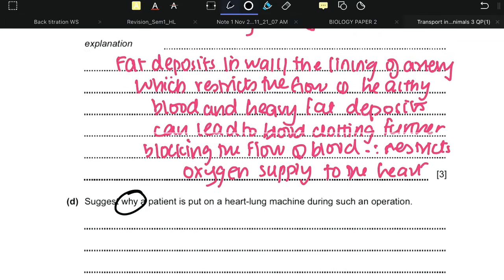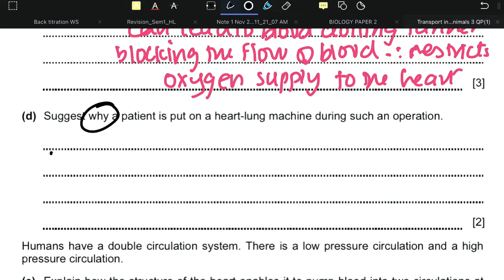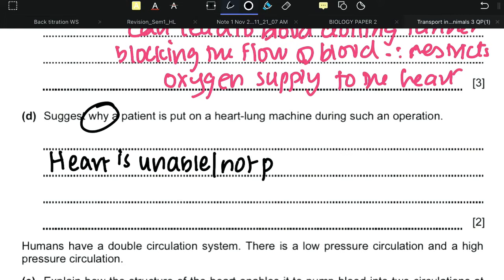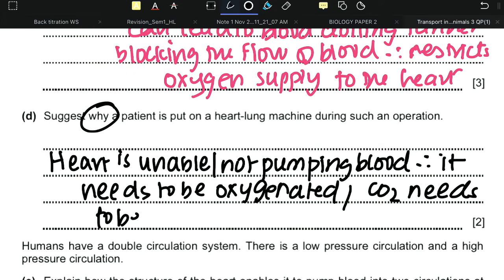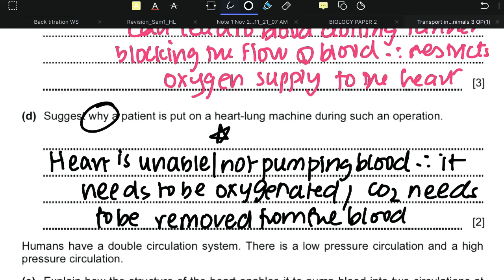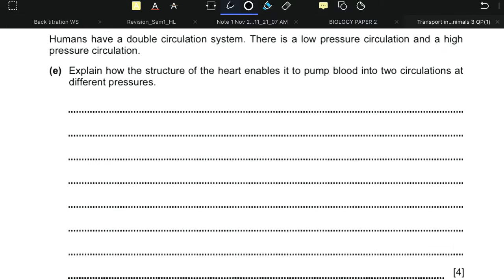Because your heart is not able to pump blood since it sort of stops during the operation. The heart is unable to pump blood or is not pumping blood. Hence, it needs to be oxygenated, or the CO2 needs to be removed from the blood. This is why you're using a heart-lung machine. Alright, so this is your answer. Moving on to the last part of this question.